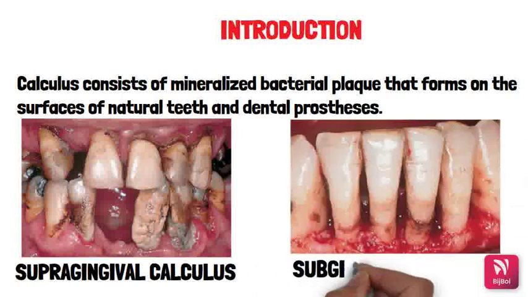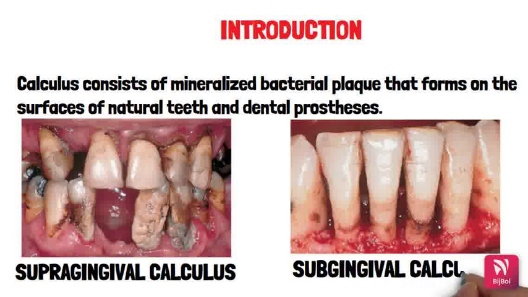Depending on the location, the calculus may be supragingival or subgingival. As you can see in the first picture, the calculus is present above the gingival margin and it is a supragingival calculus. Whereas in the second picture, you can see the calculus which is present below the level of the gingival margin and it is subgingival calculus.